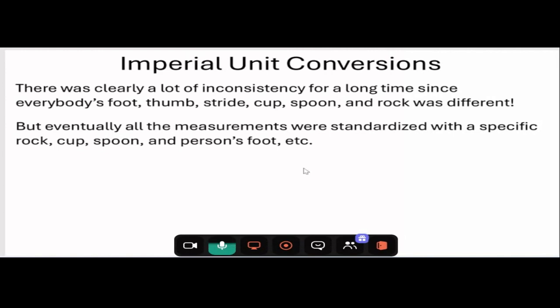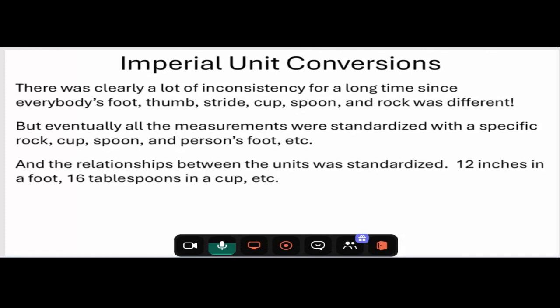A specific person's foot was most likely the king at a certain time who said, okay, we're now going to use my foot as the foot, and that's what everyone uses. Here's a stick that's the length of my foot. Pass these around. Or a ruler, I guess we would call that.